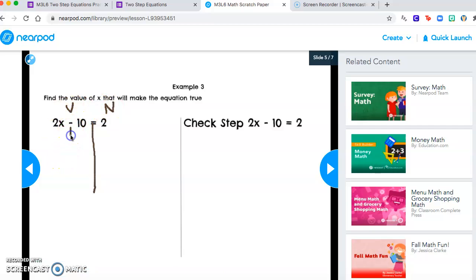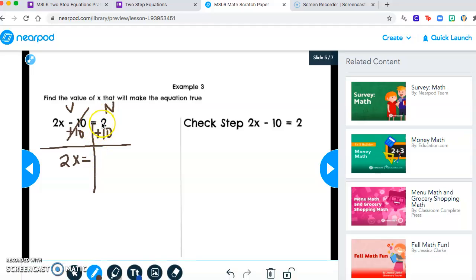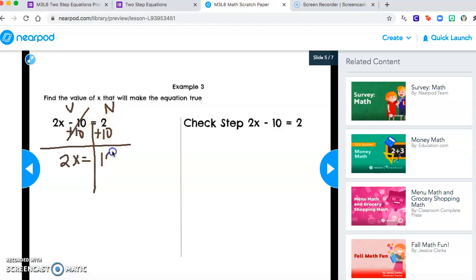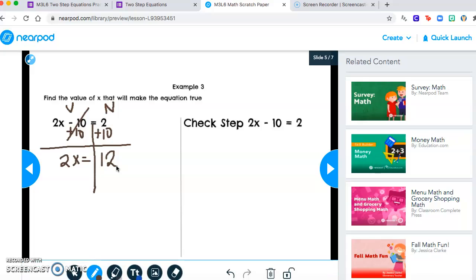If we have a minus 10, that means we need to add 10 on both sides. This will be a plus 10, and you put plus 10 on both sides. So this gives me a 0. So we get 2x equals, and 2 plus 10 is 12. Now, you can go ahead and do the rest.